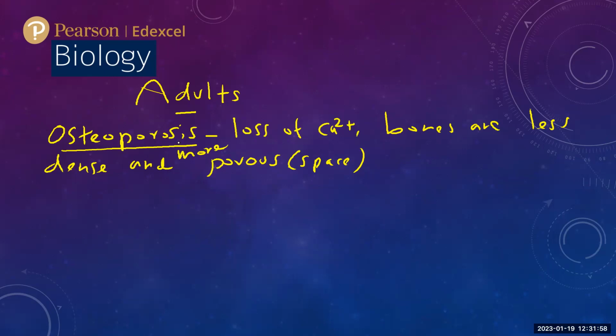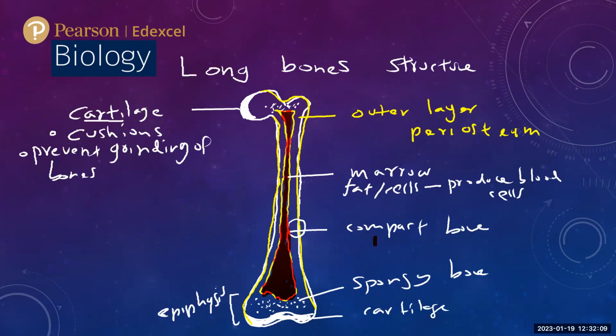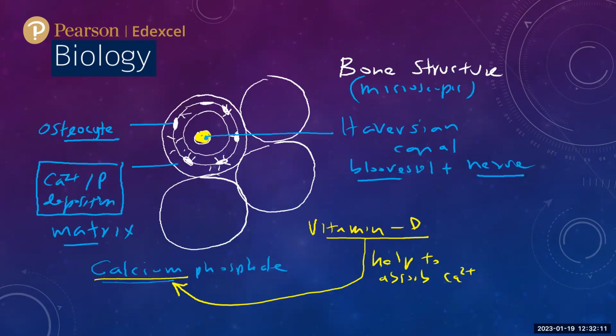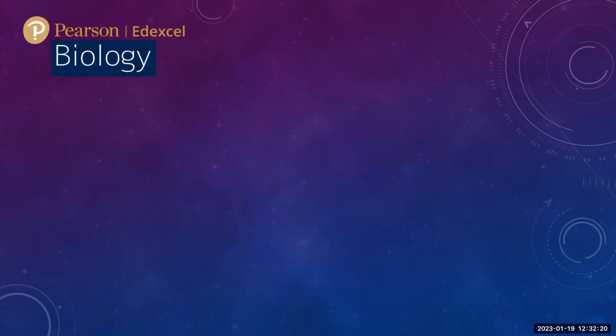Okay, that's all about the bones. So we have learned about the skeletal system, the structure of the long bones, and the microscopic appearance of the bones. And the problem in adulthood is osteoporosis. Now we're going to learn about joints.